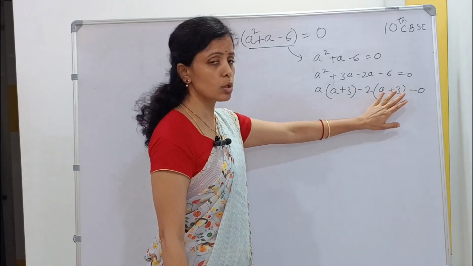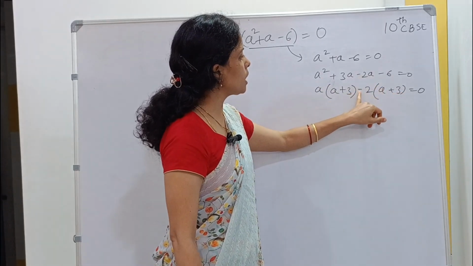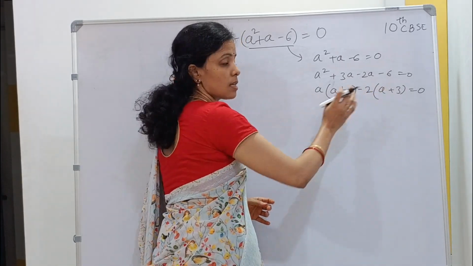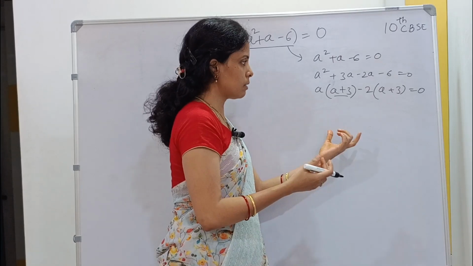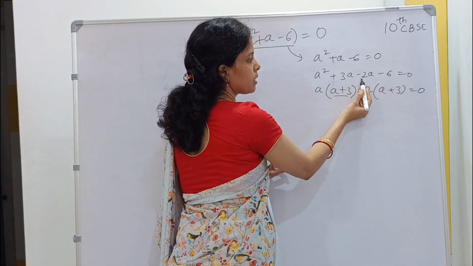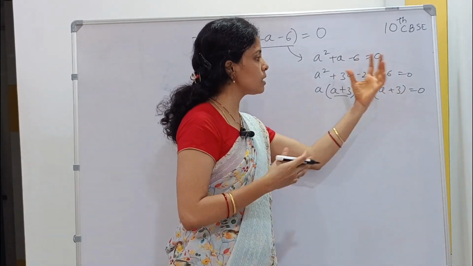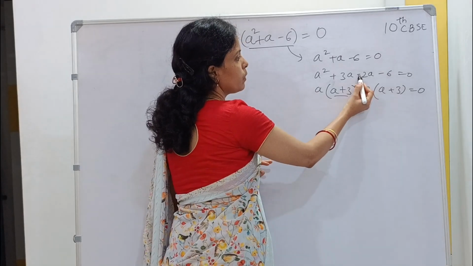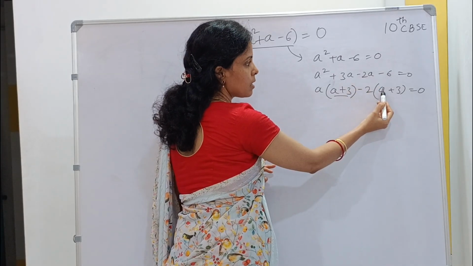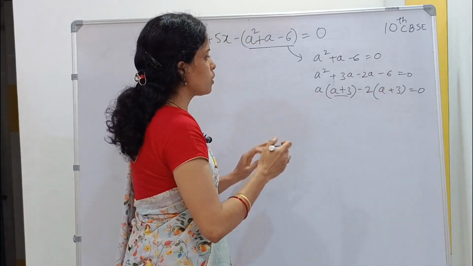Again here most of the children will make a mistake. Here we take minus 2 as common, and we have arrived at a plus 3 here, so the next term also should be in the form of a plus 3. That is like a blind memorization. So in order to get a plus 3, we have to take minus as common. When we take minus as common, the symbols inside the brackets will be interchanged. See here we have minus 2a, so minus 2 is taken as common. So instead of minus a, we got plus a. Instead of minus 6, we got plus 3. So this you have to remember.